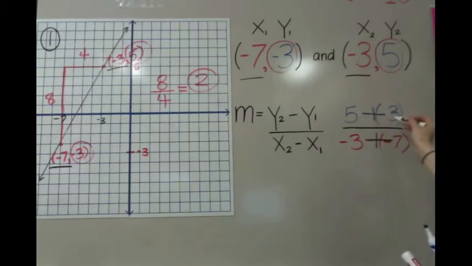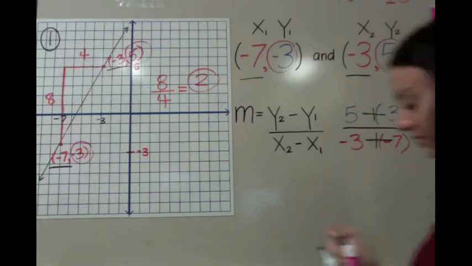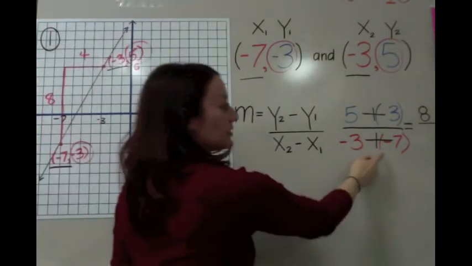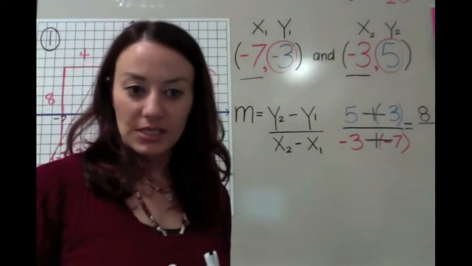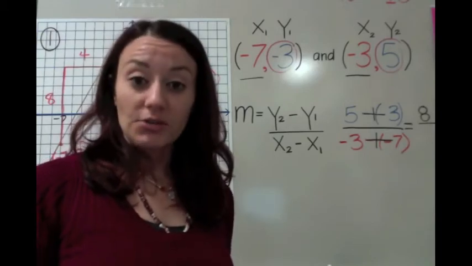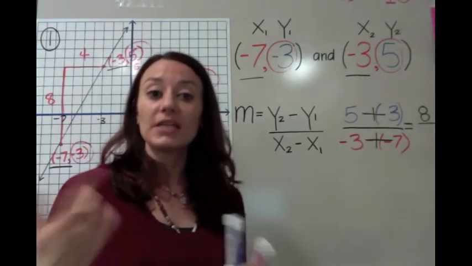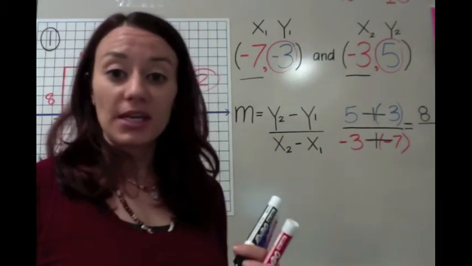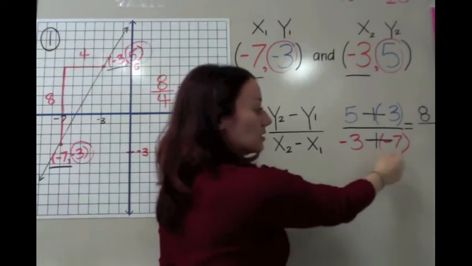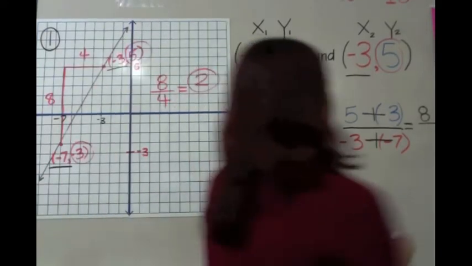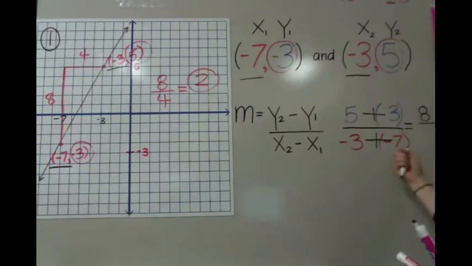So what is 5 plus 3? 5 plus 3 is 8, divided by, now we need to look at this as a -3 and a +7. Do they have the same signs or different signs? Different signs, right? So you say different signs, subtract, keep the sign of the higher number. You can also put this in a calculator, -3 plus 7. You're really subtracting 7 minus 3, which is 4. And again, you're getting that the slope is 2.